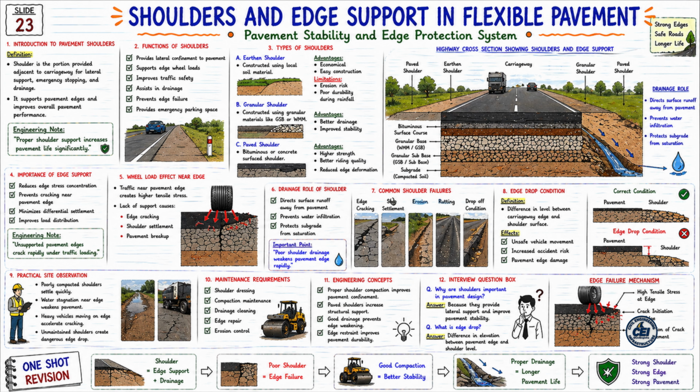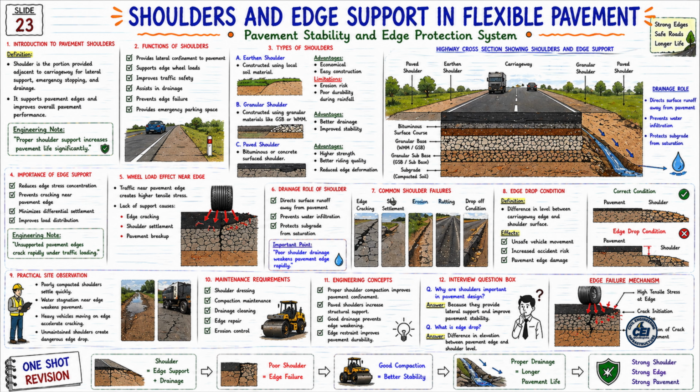Now let us look at the seventh topic. Seven, common shoulder failures. Edge cracking, settlement, erosion, rutting, drop-off condition. And these failures are practically shown in the right side images.